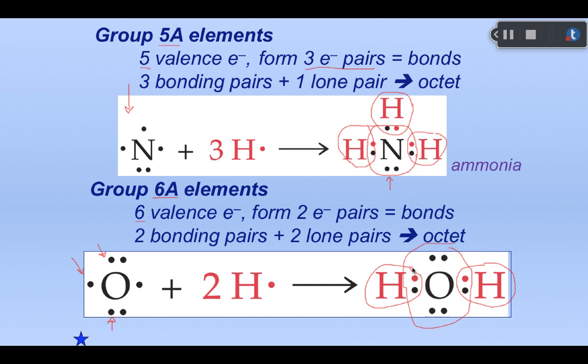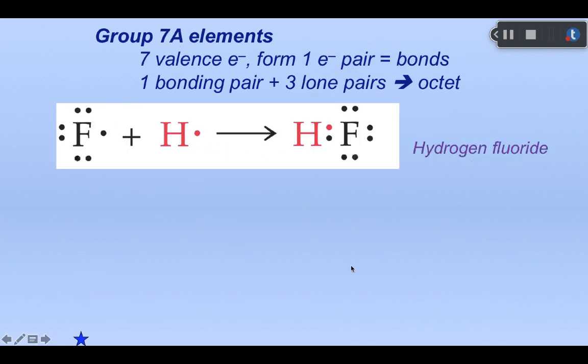So group 6A followed by 7A. As the pattern continues, we're expecting 7 valence electrons, but now we have 3 lone pairs and 1 unpaired electron. The 1 unpaired electron is the one that makes a bond. In this case, we make a compound with hydrogen. We call it hydrogen fluoride.